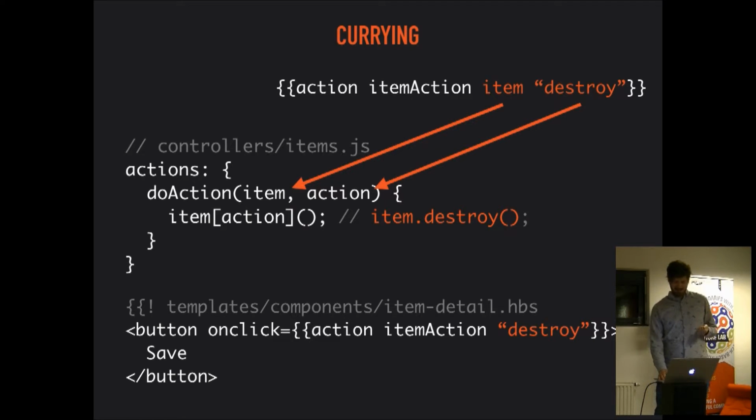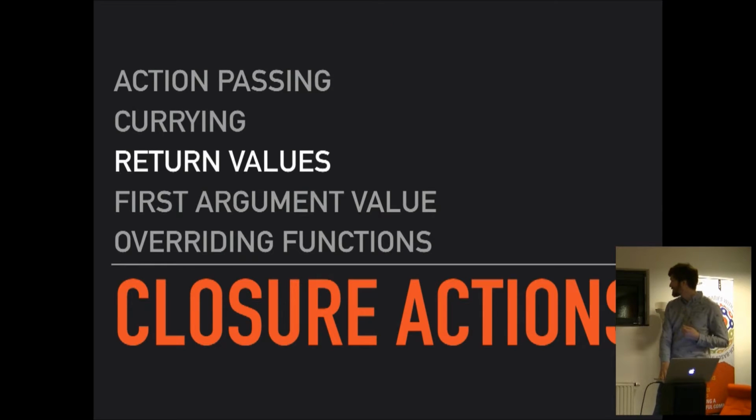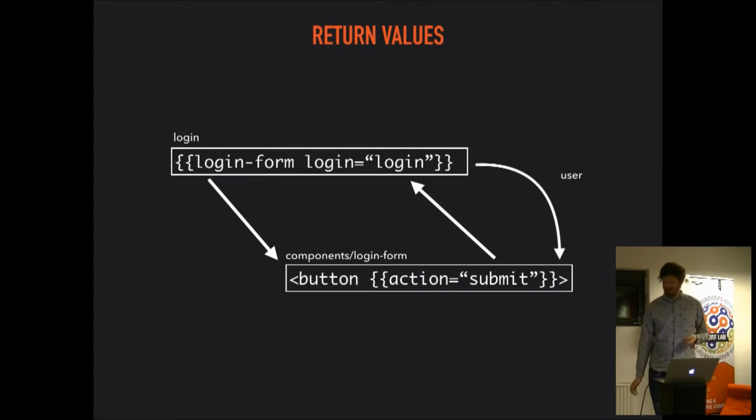Yeah, let's move on to return values. This was one of the biggest drawbacks of closure actions. You had to do the callback stuff that I showed you. So here's classic actions, right? You have to do the callback stuff with classic actions. And now you can just return whatever you want, and it's a lot easier.